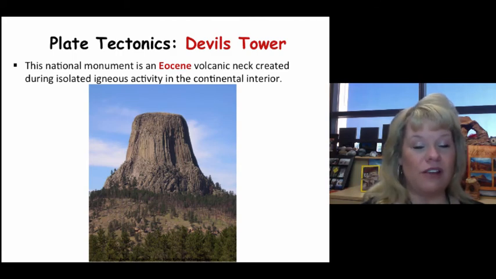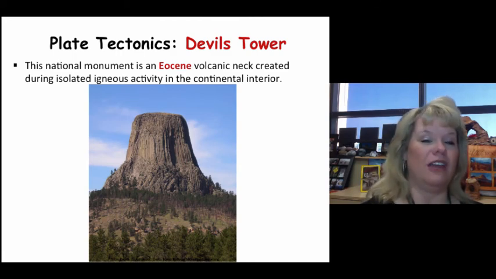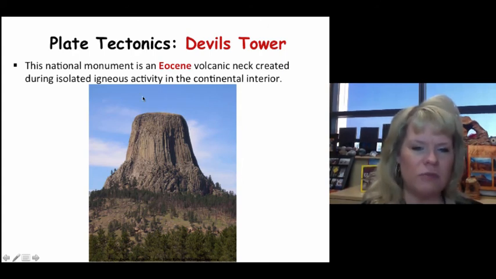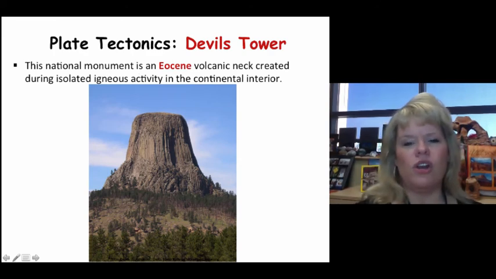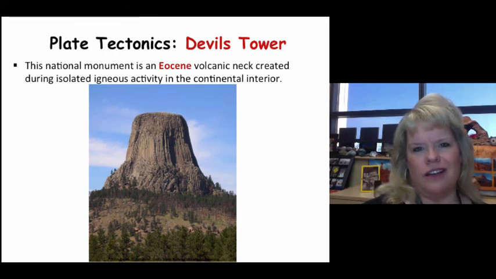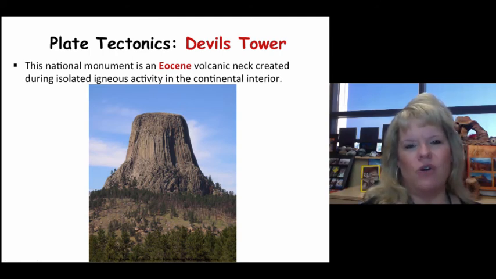So you might wonder, where's the rest of the rocks? I mean, wouldn't there have been a volcano there? The answer is yes, but they're gone because this has a very low differential weathering capacity, meaning it's pretty durable, and all the sedimentary rocks and lava flows that used to make up the big volcano that used to be here are gone. It's eroded away. So this represents volcanism in the Eocene in the continental interior. Devil's Tower is really a fascinating place to visit.